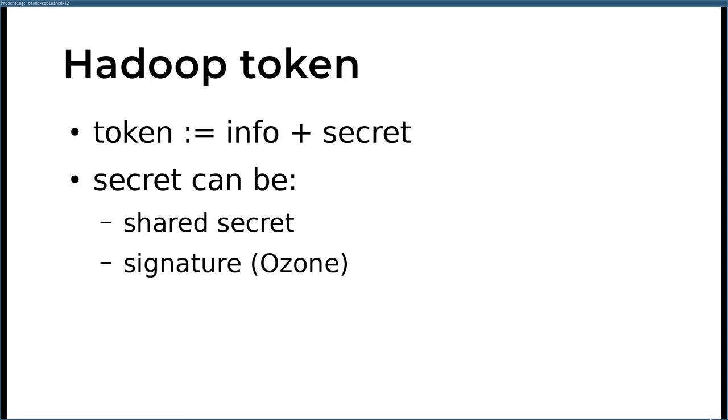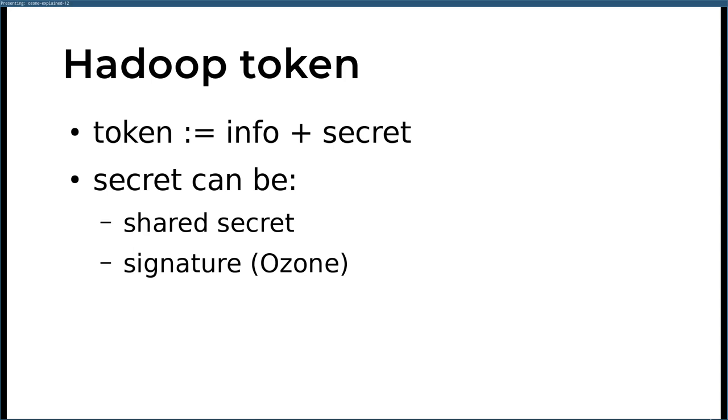In the Hadoop RPC, the token is nothing more than information and a secret. And the secret can be anything. So it can be a shared secret, for example. If I send information to you and I put a secret at the end, which is shared only between us, nobody else can know it, then you can trust that my information is valid and can be trusted and fine. The only problem is that this secret should be sent to you at the beginning, which is not so safe.